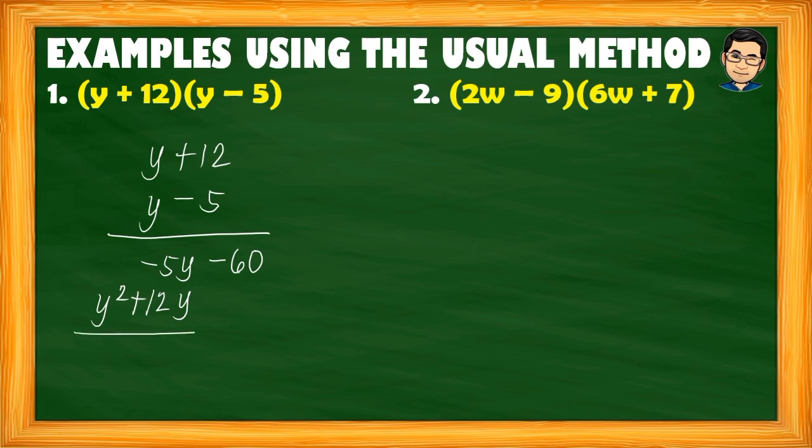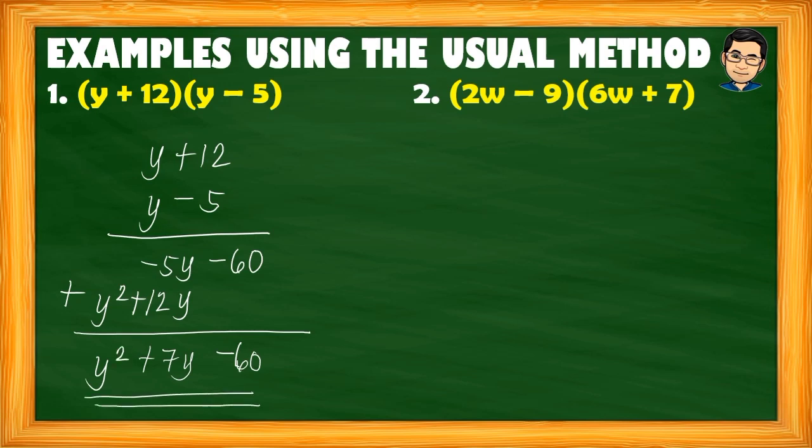Next, negative 60. Mag-a-add na tayo niyan. So, wala namang i-add sa negative 60. Bring down. Next, negative 5y plus 12y, that is 7y. And then bring down y squared. So our final answer will be y squared plus 7y minus 60.